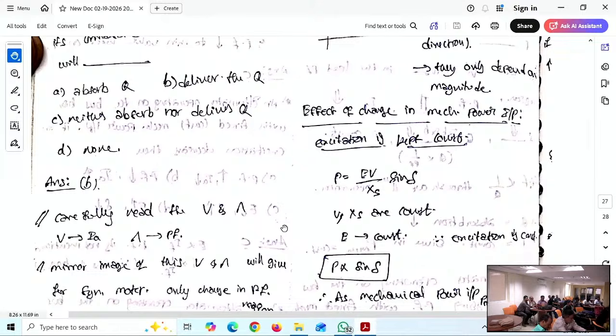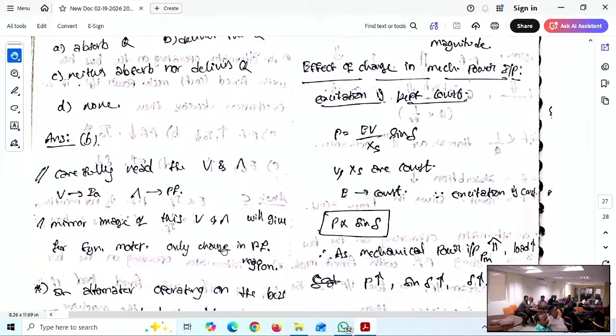Now, mechanical power input change. Second case: if excitation is kept constant and mechanical power input changes. So we have constant excitation, P equals EV by XS sin delta. Now V and XS are constant because we are operating in parallel. When V, XS and E are constant, P is directly proportional to sin delta. We are now varying delta when the mechanical input is changed.